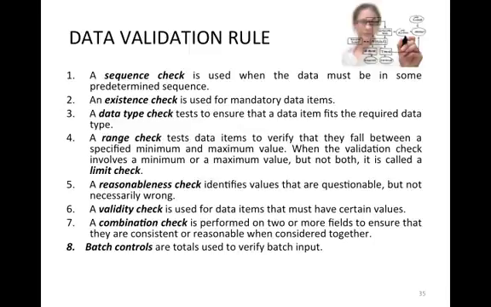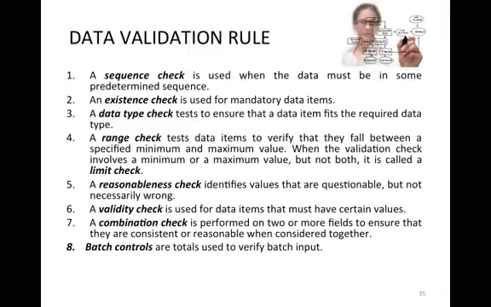A reasonableness check is something that could happen, but it seems out of the ordinary. So if you were ordering shoes from Amazon, you might order 2 pairs, but it doesn't seem reasonable that someone would order 1,000 pairs of shoes. So if it's over 15 pairs, maybe you want to ask if that's a reasonable number, because people type in the wrong thing.